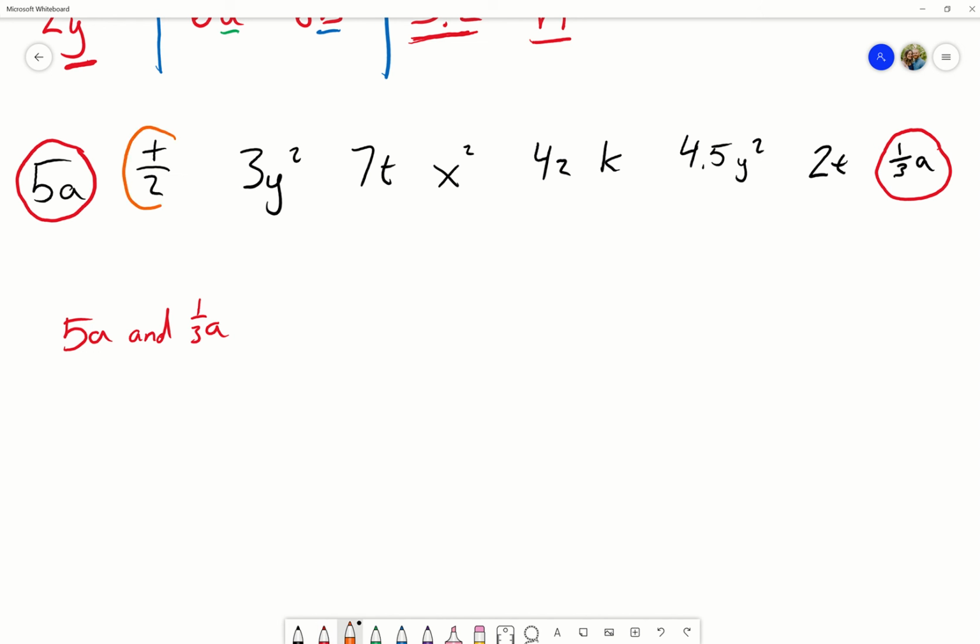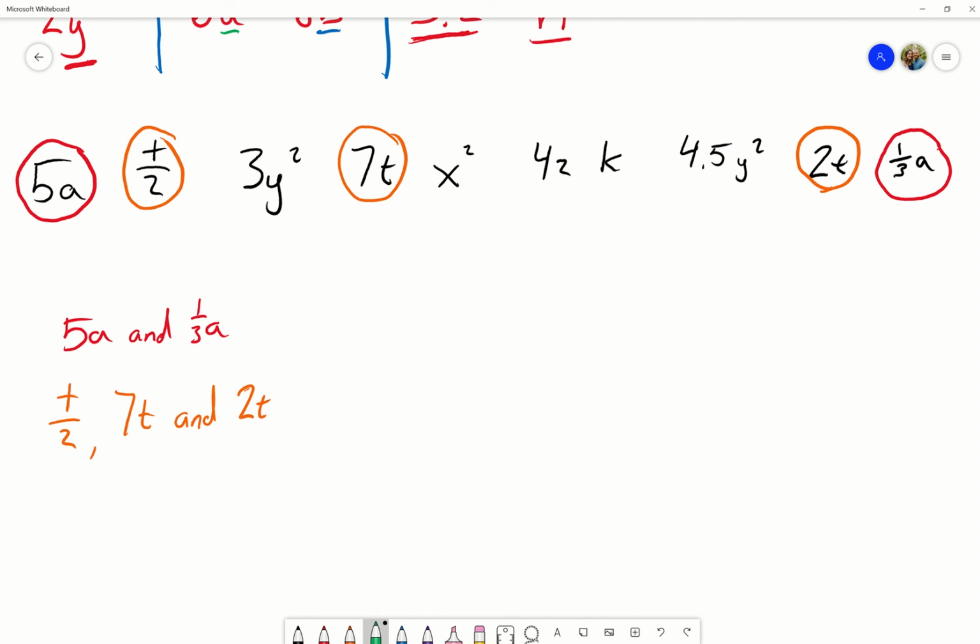All right, now I'm going to go to my next one. This is a variable of t. So this is t over 2, so I want to look for any other things that have a t in them. Y squared, t. This one counts. X squared, z, k, y squared, t. That one counts as well. So my t terms are t over 2, 7t, and 2t. And all of those are like terms.